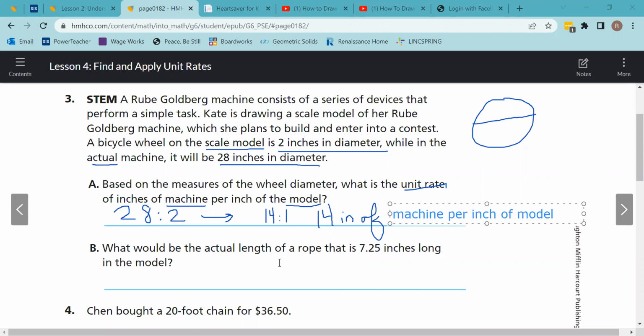Okay, and what would be the actual length of a rope that is 7.25 inches long in the model? Okay, so we've got 7.25. We're going to take that times the 14 ratio. I'm just going to pull up my calculator here.